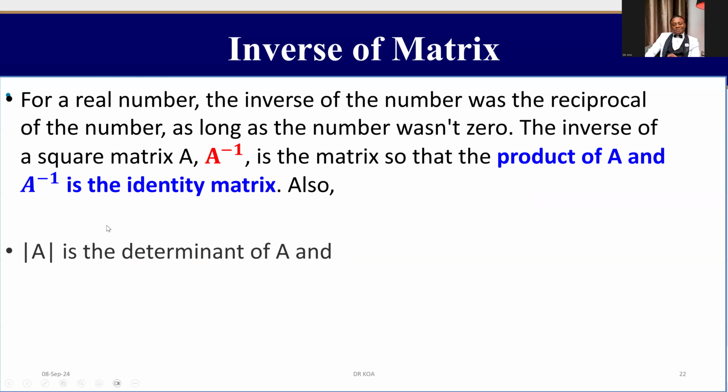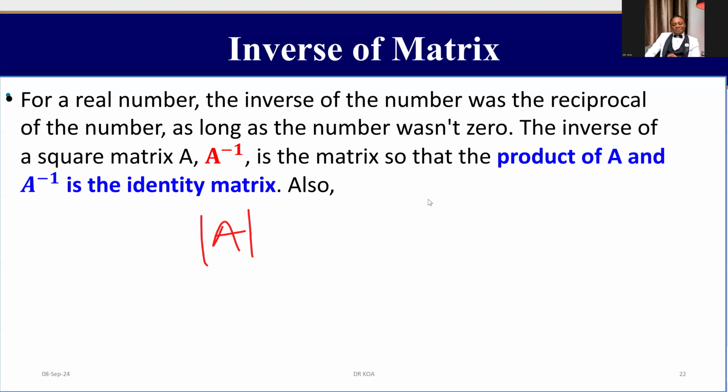How do you write a determinant? We are going to see how to write a determinant very soon. A determinant of a matrix A is given by, so when I say a determinant of A, determinant of A is written as A with a left vertical bar and a right vertical bar. That is a determinant of A. This is how you write it. That's all.